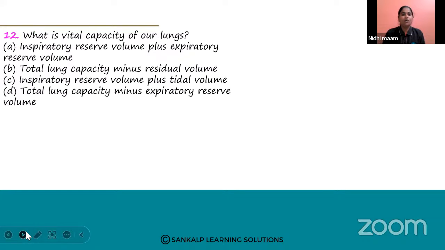What is the vital capacity of our lung? Just now we discussed total lung capacity. The options are: inspiratory reserve volume plus expiratory reserve volume; total lung capacity minus residual volume; inspiratory reserve volume plus tidal volume; total lung capacity minus expiratory reserve volume. So what is the vital capacity of our lungs? You can refer to your notes and your textbooks. What do you mean by vital capacity?